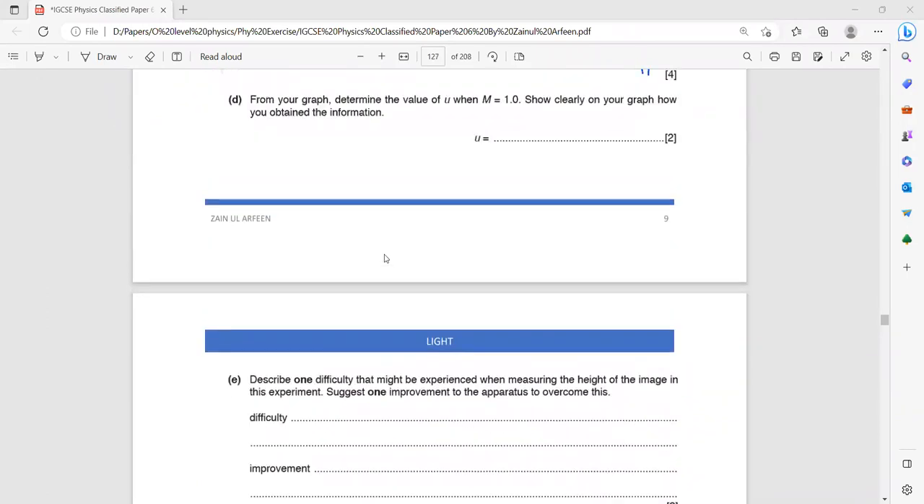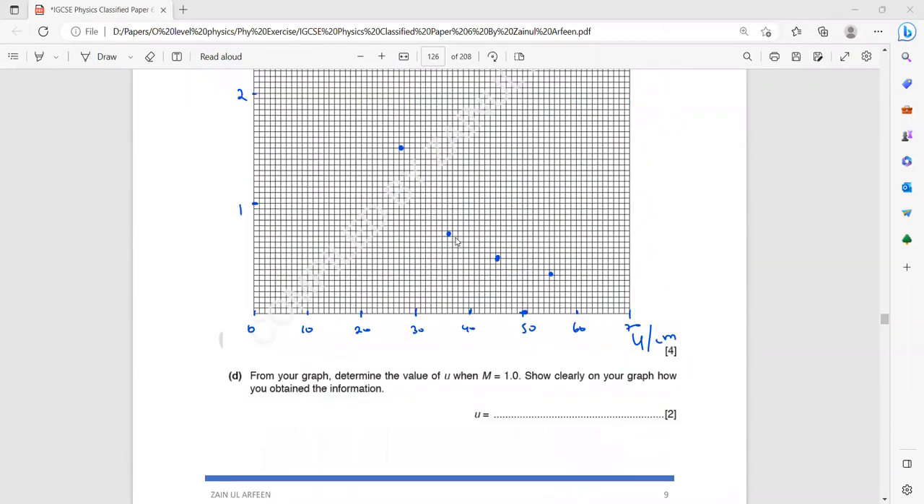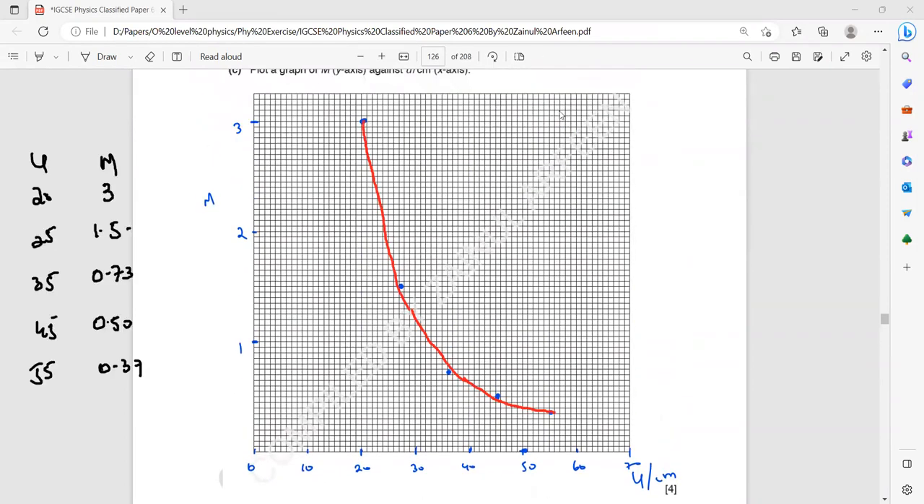Then from your graph, determine the value of u when m is 1. So when m is equal to 1, we have to determine the value of u. You have to show this on your graph. So you will draw a line from where m is equal to 1. When m is equal to 1, find the value of u. It comes out according to this second box. So 32. We'll write that as 32. According to your graph, you will mention that position.